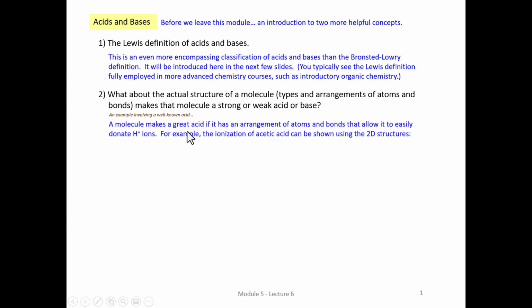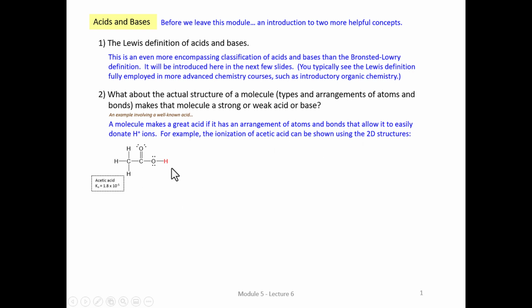Now, a molecule makes a great acid if it has an arrangement of atoms and bonds that allows it to easily donate H+ ions, because remember, we're mostly thinking in this course of acids as H+ donors. So what about a molecule, its structure, and the atoms that comprise the molecule would make it either better or worse at donating H+ ions? As an example here, we'll use our well-known acid, acetic acid, and we'll look at the ionization of acetic acid using some 2D Lewis structures.